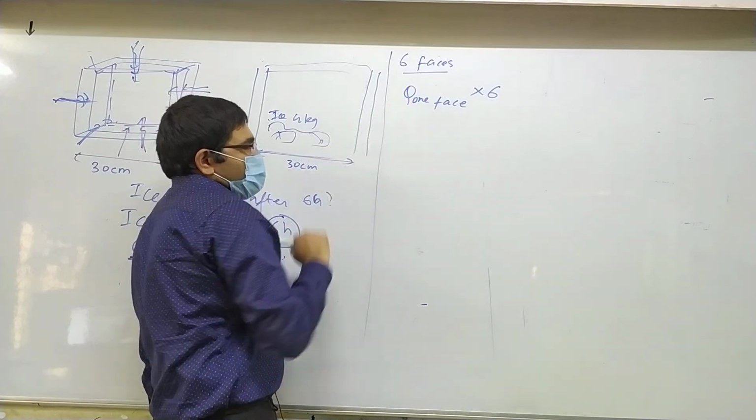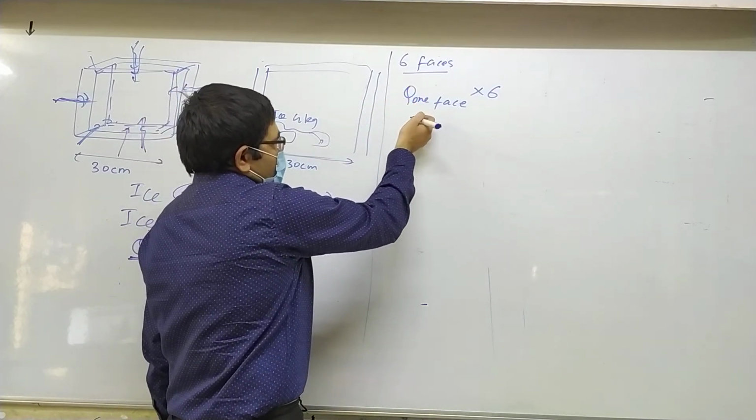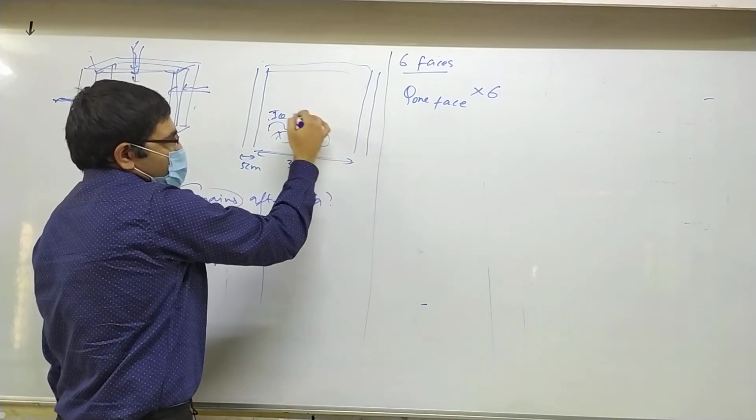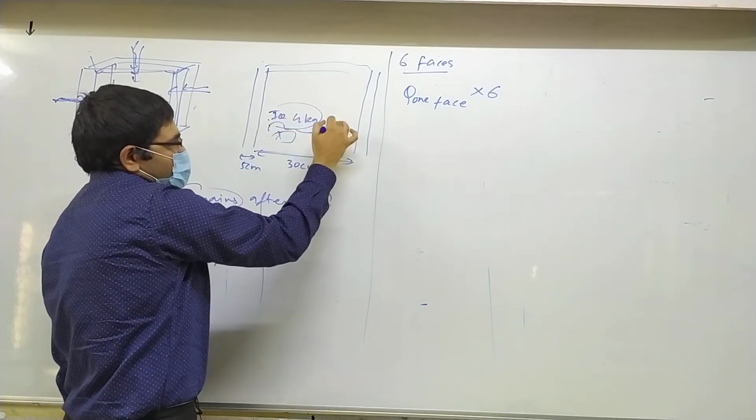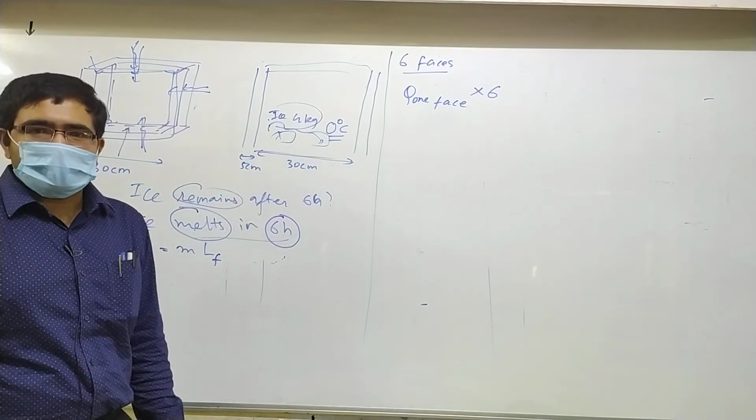So let's find out Q for one face. Now I'm going to do it as follows, because while ice melts, the temperature shall remain constant, that is 0 degrees Celsius.